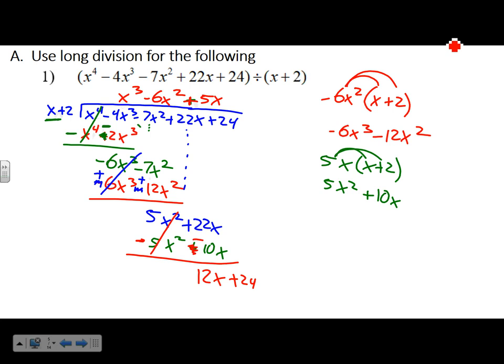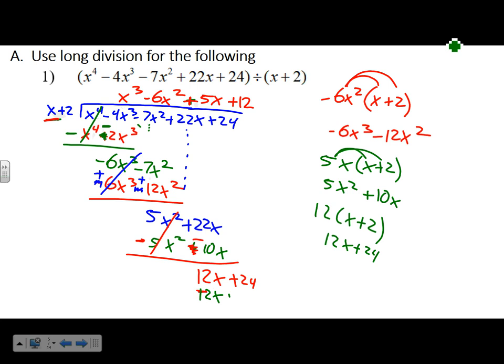And repeat the process. What do you multiply by x to get 12x? Well, we multiply by 12. So multiply by positive 12. When you do that, you end up getting 12 times x plus 2. Distribute that out, that's 12x plus 24.